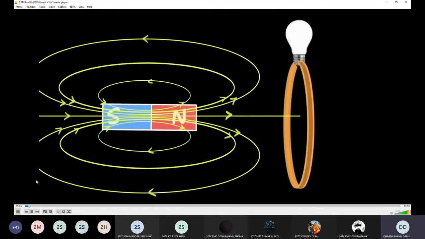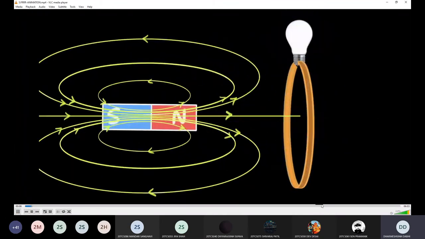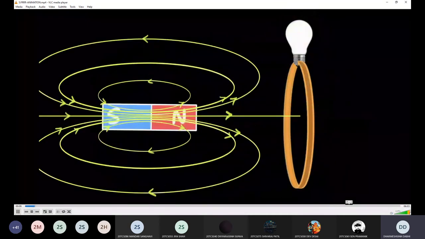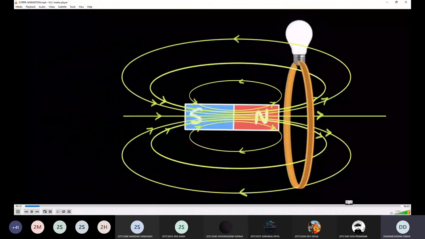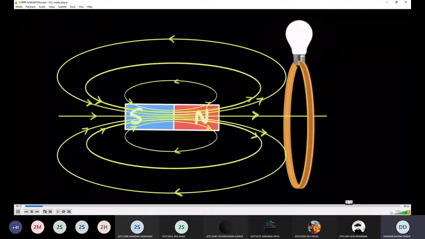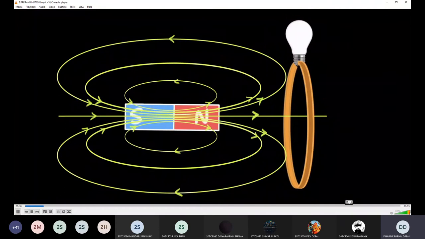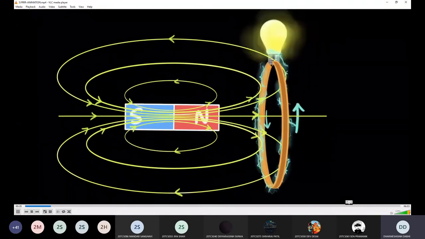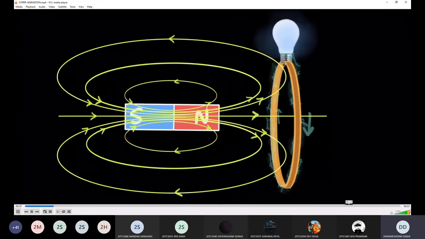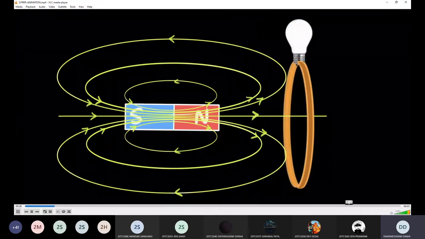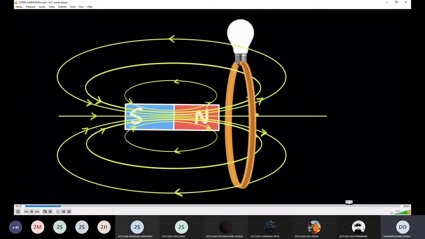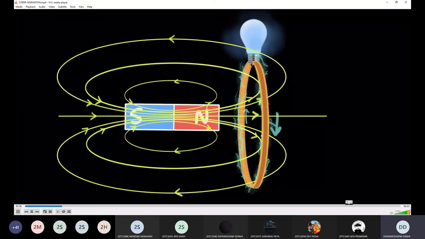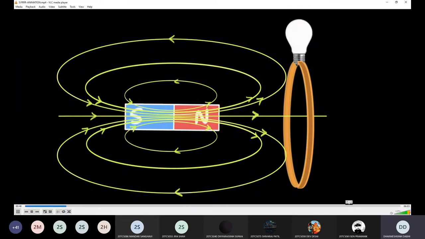We have seen that a changing magnetic field can induce an electric current. One way of doing this would be to move a bar magnet towards and away from a coil, or maybe you can hold the magnet stationary and move the coil closer and farther away from the magnet. Turns out that moving the coil is a little bit more convenient. So in this video, we will see how to remember the direction of the electric current induced when we move a coil or a wire in a magnetic field.